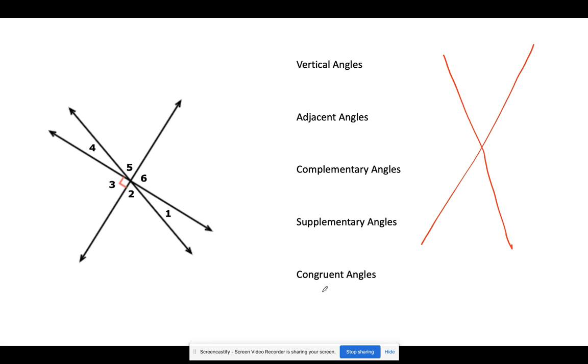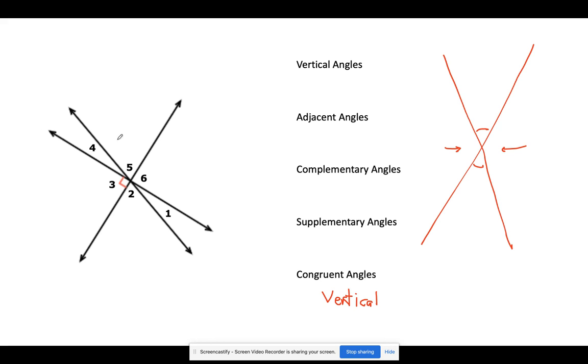So under congruent angles, I actually want to put that vertical angles are congruent. Now, the vertical angles are specifically ones that are across from each other. So this angle here and this angle here would be considered vertical angles. Likewise, this angle here with respect to this angle here would be considered vertical angles. I want to emphasize that vertical angles doesn't necessarily mean one's above and the other one's below. They could be to the right or left.